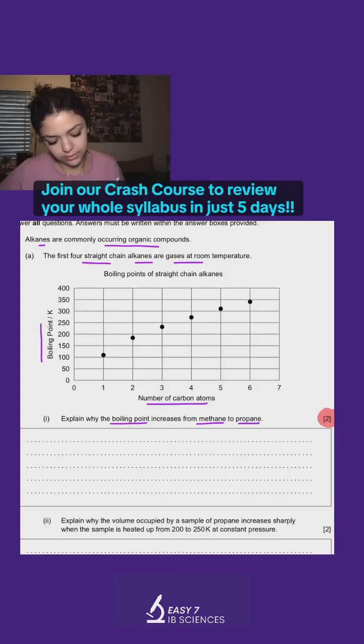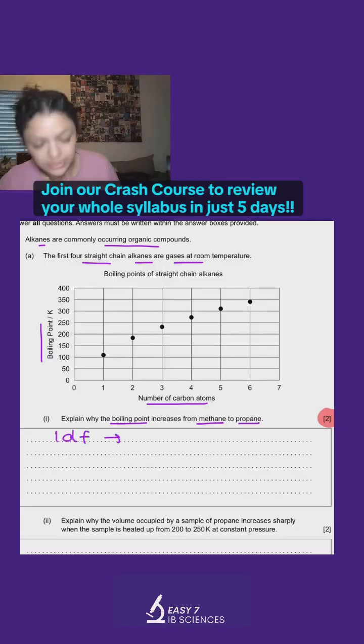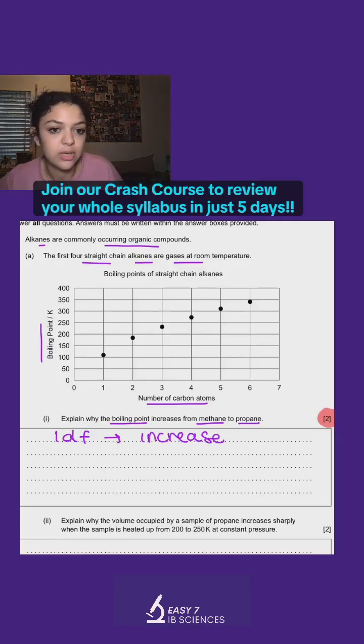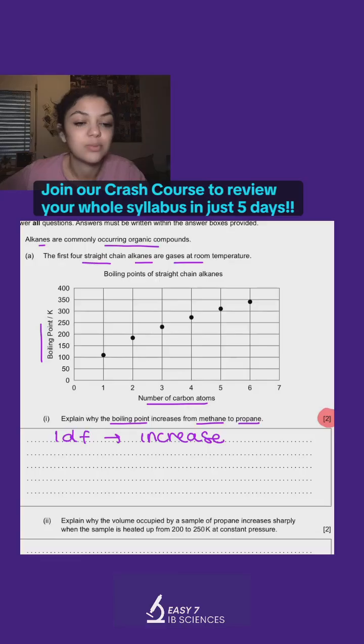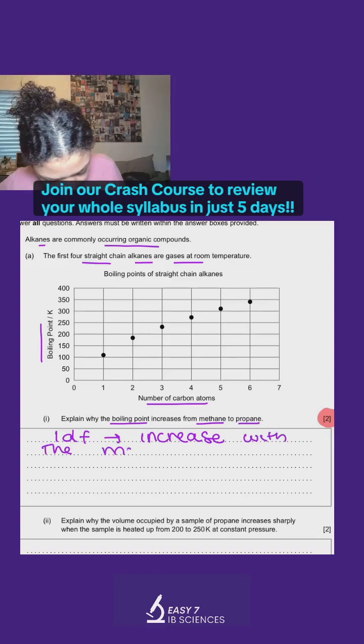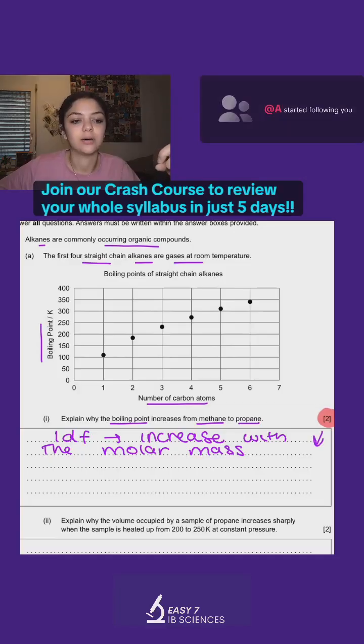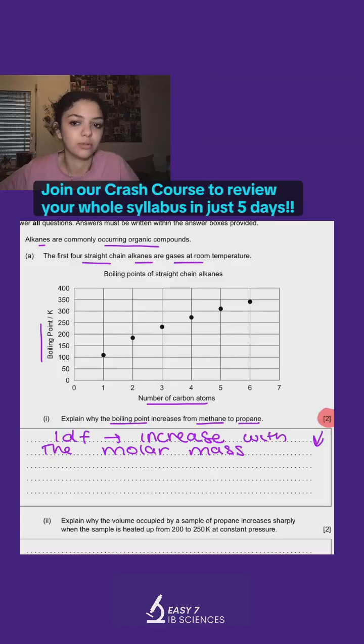Boiling point, why does that increase from methane to propane? Name drop intermolecular forces. What are the intermolecular forces? We have the LDF forces here. And we know the LDF forces increase with what? Why do they increase when you go from methane to propane? The hint is the number of carbons. They increase with the mass, exactly. Increase with the molar mass. So one point the IB was looking for is that you've correctly identified that this is a London dispersion force. The second point is explaining how it is stronger with more molar mass, okay?